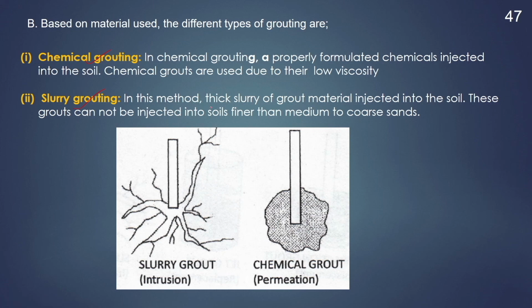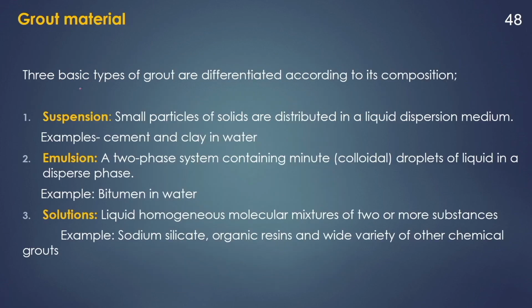So, in this method, a thick slurry of grout material is injected into the soil. This grout cannot be injected into soil finer than medium to coarse sand. Therefore, for a fine soil we need to use chemical grouting, and for coarse grained soil we need to use slurry grouting. The grout materials can be differentiated into three different types, like suspension grouting.